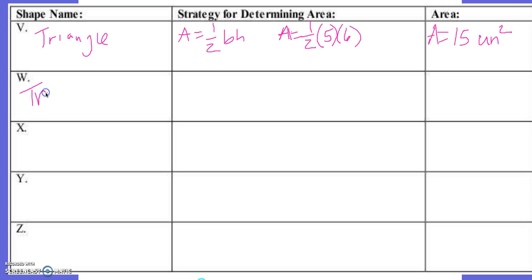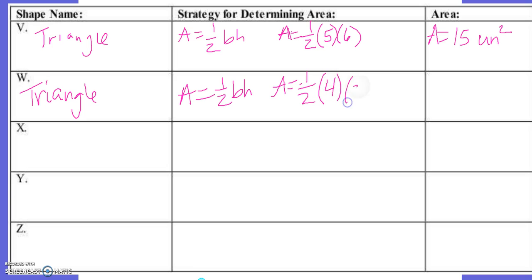Again, we have another triangle. Same formula. A is equal to 1/2 base times height. I just have new values. This time it's A equals 1/2. We had a base of 4 and a height of 3. We plug that into our calculator and we get an area of 6 units squared.